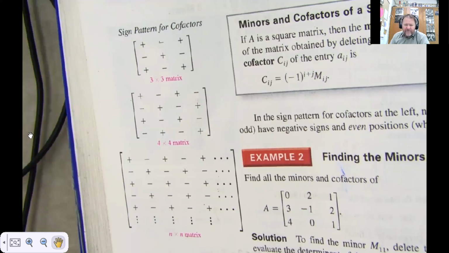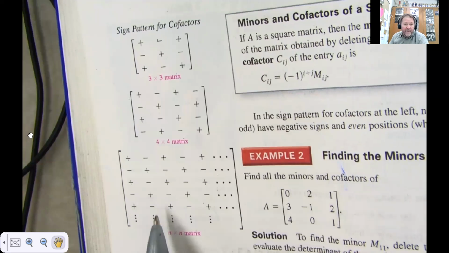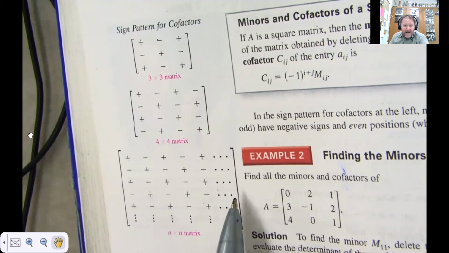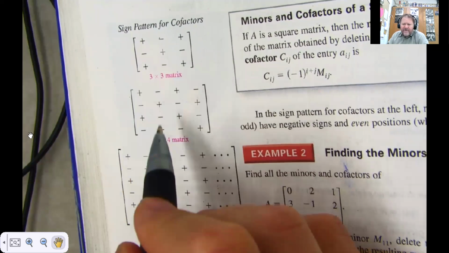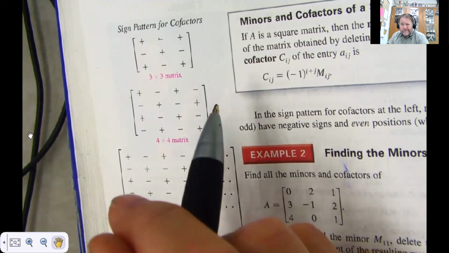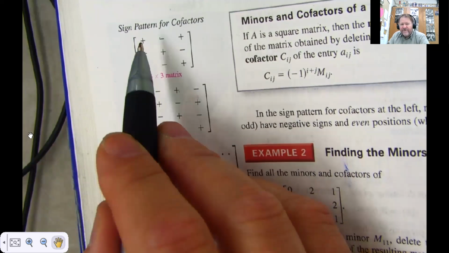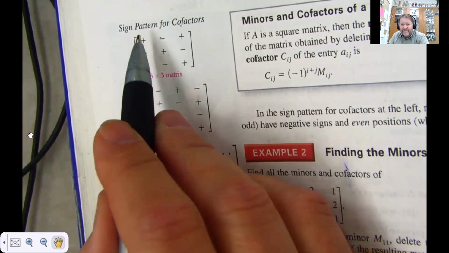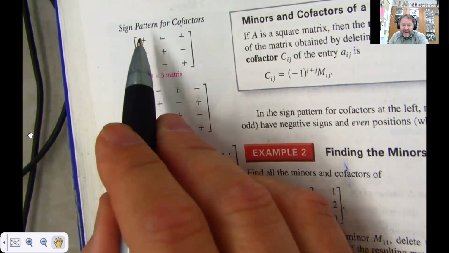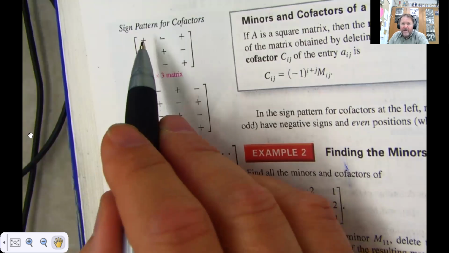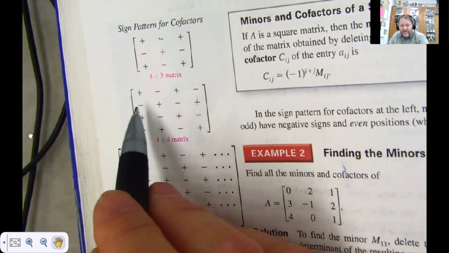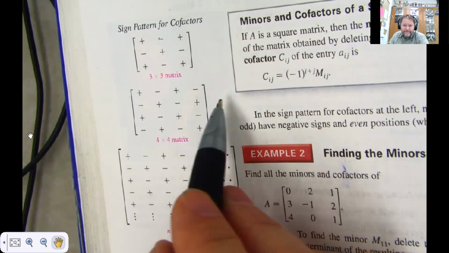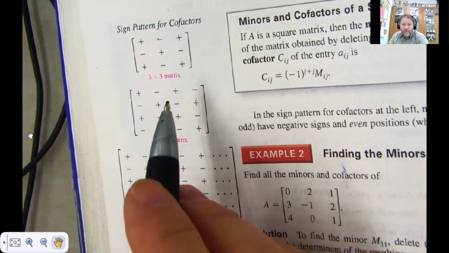Okay, here's the sign pattern for a 3x3, a 4x4, and then it doesn't matter how big, n by n. You go, do I have to memorize this? I would raise an eyebrow and say, I guess there's not really much to memorize, because you always start in the upper left-hand corner with a positive, and then it just alternates whether you're going down or across. So this would be plus, minus, plus, minus, plus. Get the idea? Or plus, minus, plus, minus, plus, minus, plus. They just alternate signs. That's going to be critically important.